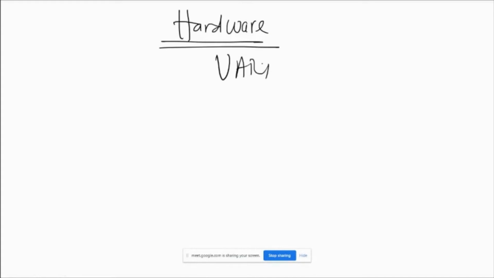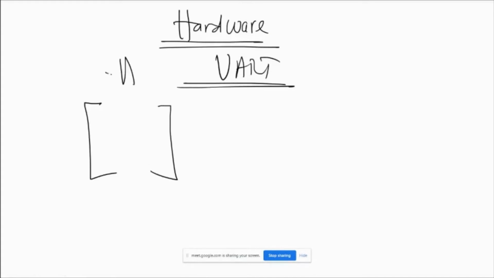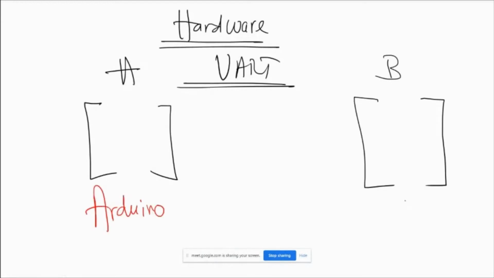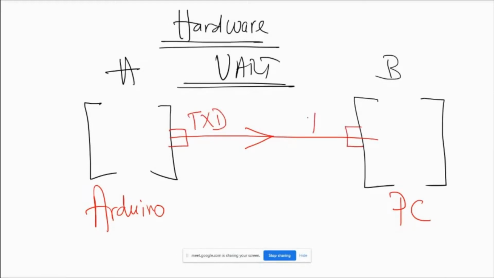UART requires two parties, party A and party B. For example, in our case, party A happens to be Arduino, party B happens to be our computer. Let us say Arduino is transmitting data to the PC using one single wire. The transmit pin of Arduino is connected to the receive pin of my PC. Very simple. This can happen provided both Arduino and PC operate at the same voltage level.